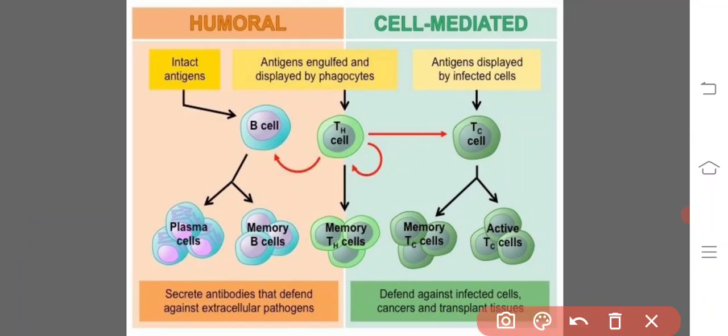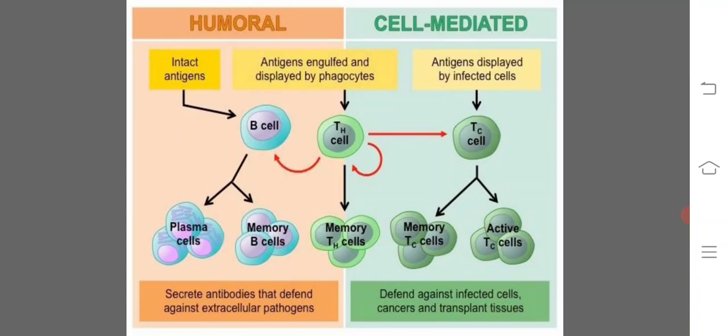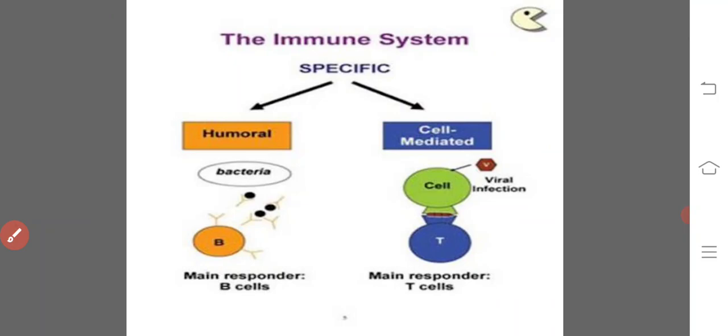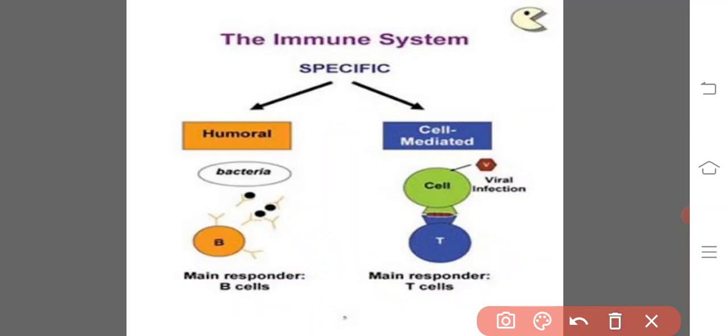So, these are the B lymphocytes and they produce plasma cells and memory cells. Plasma cells produce antibodies, that is the humoral immunity. Whereas T helper cells, cytotoxic T lymphocytes, and the subsets of T cells mediate the cell mediated immune responses. So here, this is the humoral immunity, and the main responders are the B lymphocytes. In cell mediated immunity, the main responders are the T lymphocytes.